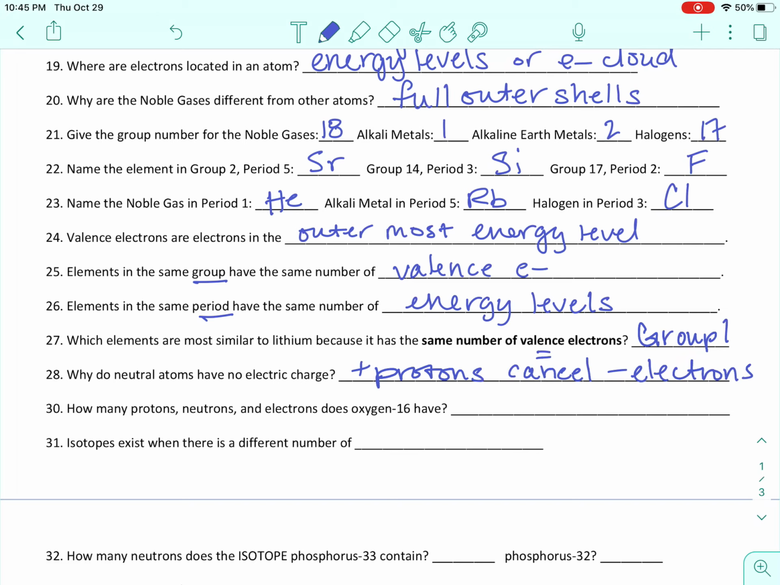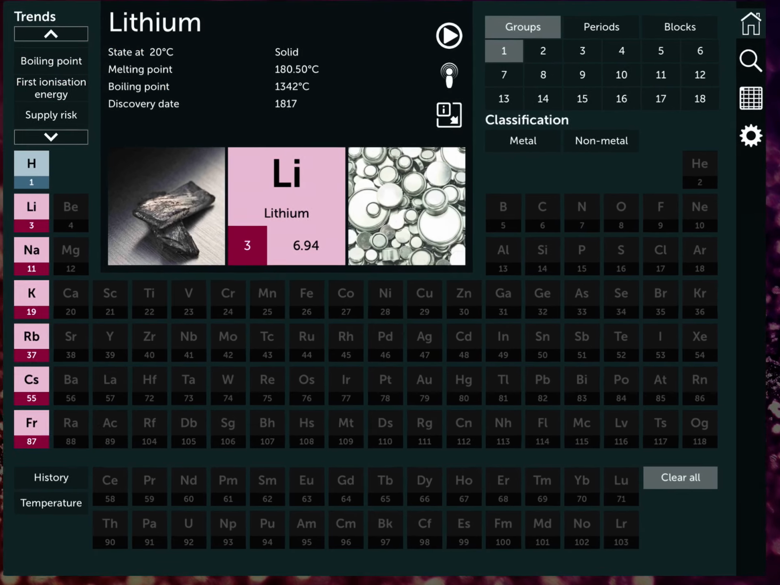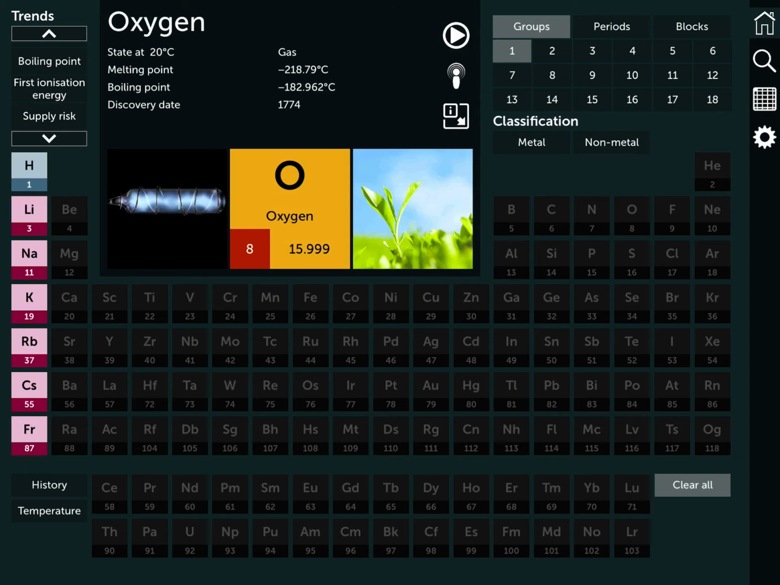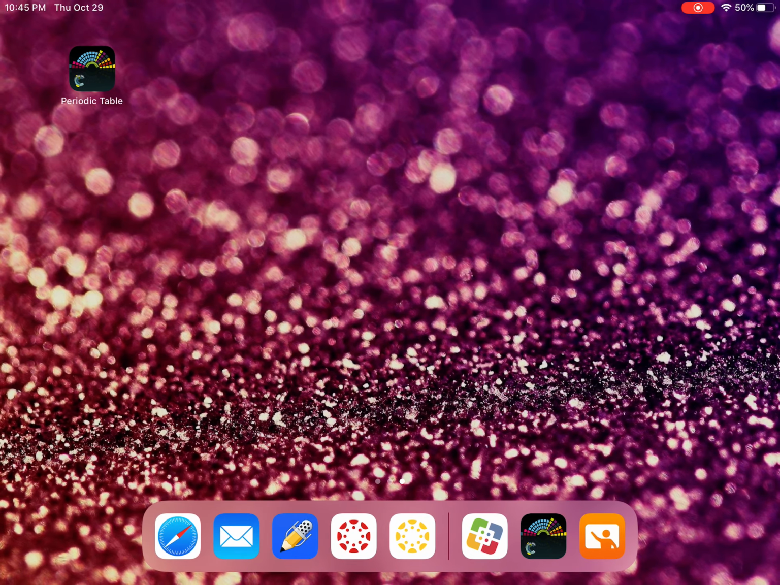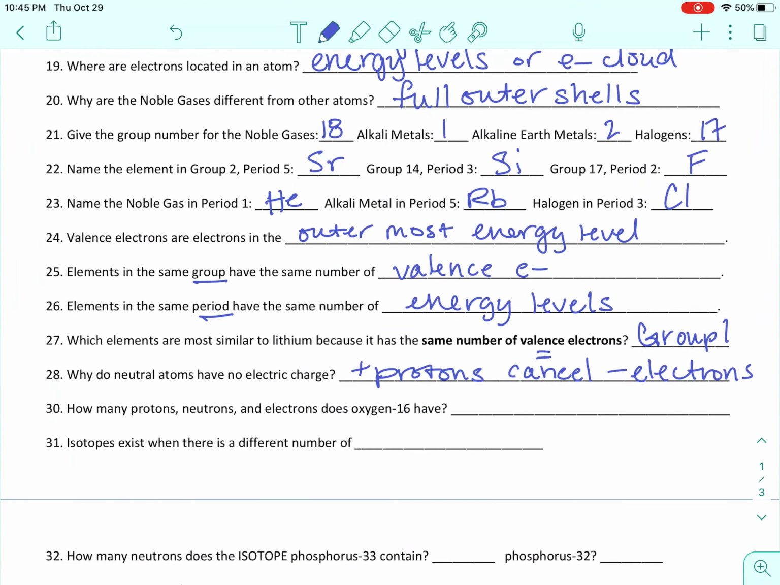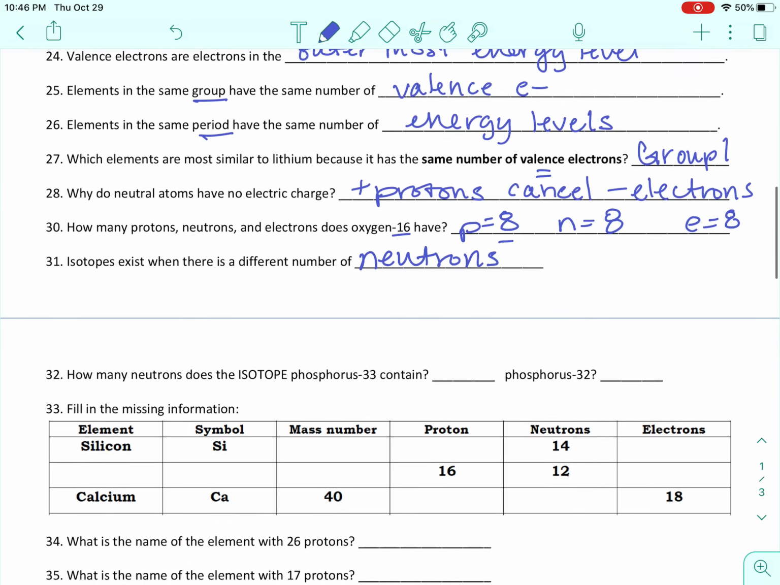How many protons, neutrons, and electrons does oxygen-16 have? Look up oxygen on your periodic table. Oxygen here has an atomic number of 8. So that means that the protons are 8, and the electrons are 8, and the neutrons we have to subtract. We do 16 minus 8, and that is also 8. Isotopes exist when there's a different number of neutrons. The different number of neutrons makes it have different mass numbers.